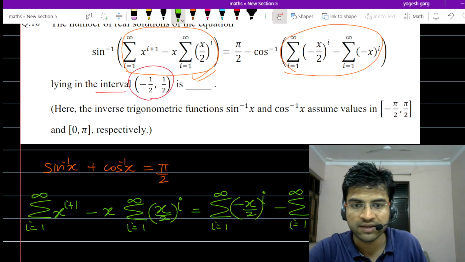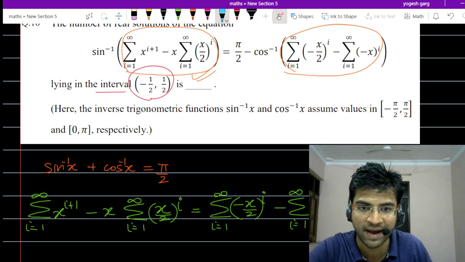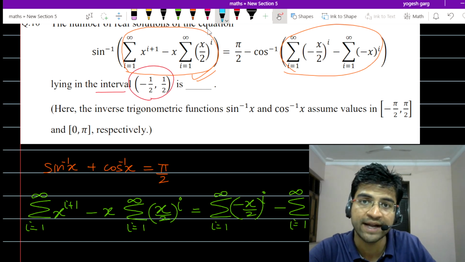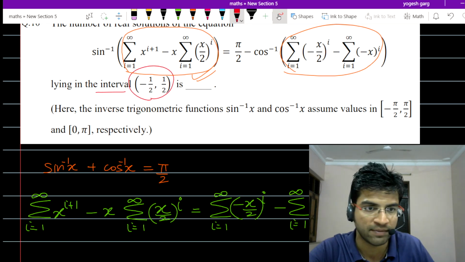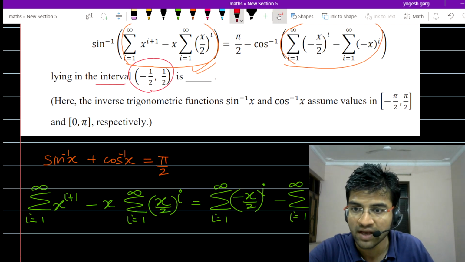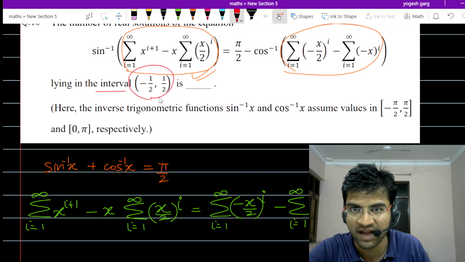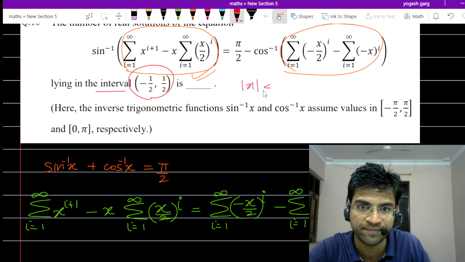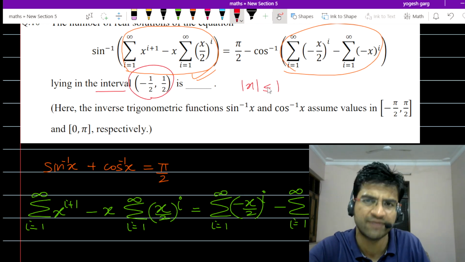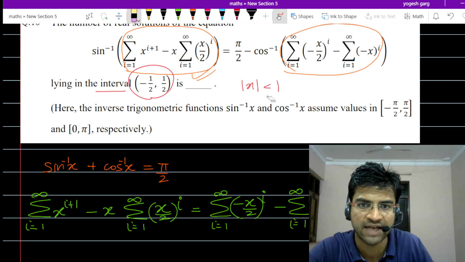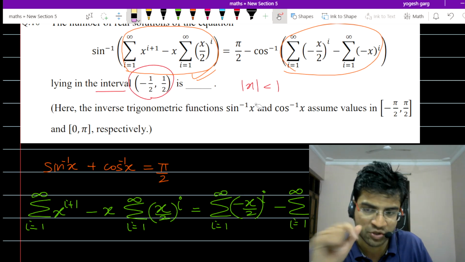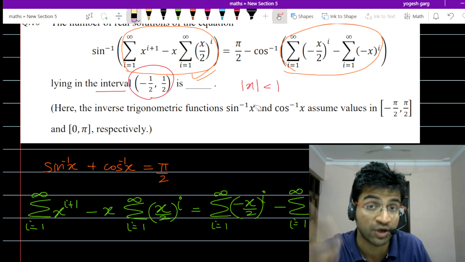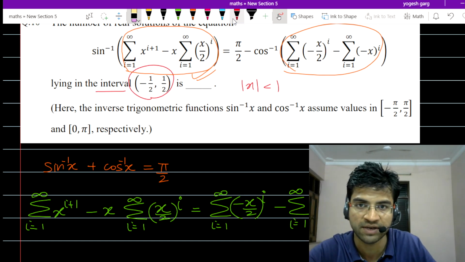Now be very clear that they are not the same thing. This is minus x and this is only x. How to proceed with this? Use the idea of infinite GP over here. What you can see is that this x is between minus half and half. So its mod is less than 1, right? Mod x is less than 1, even less than 1. We should say it is less than 1, as per the common ratio. And you are going till infinity, so it is the sum of an infinite geometric progression, right?